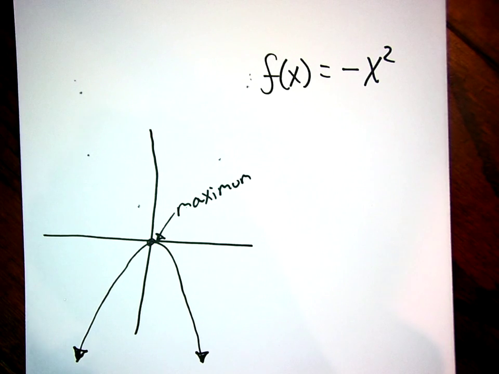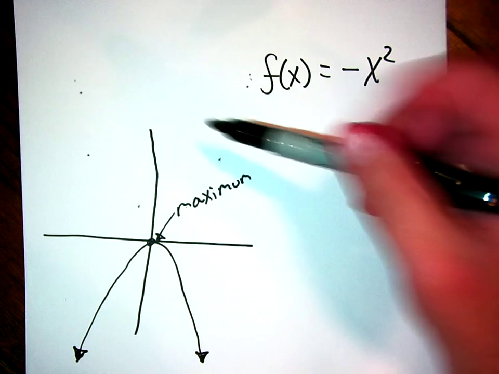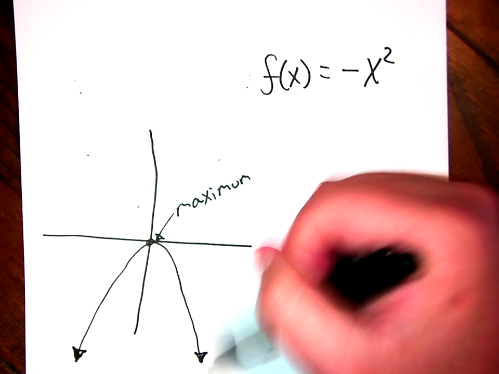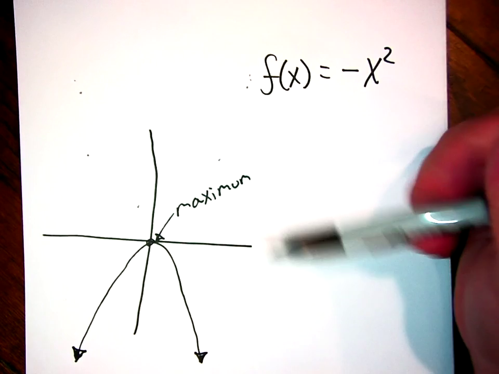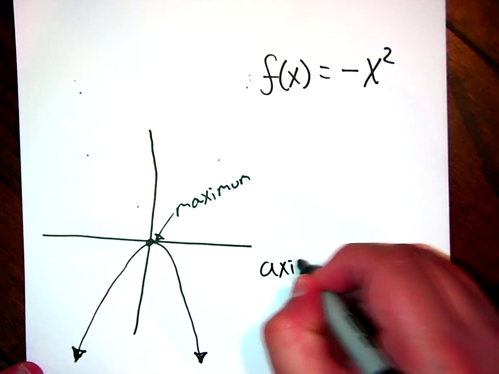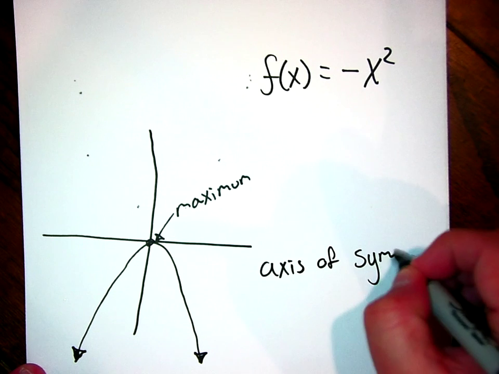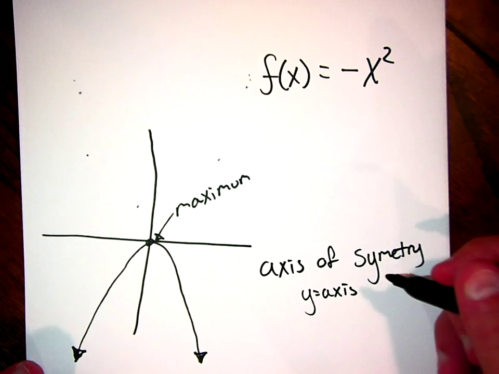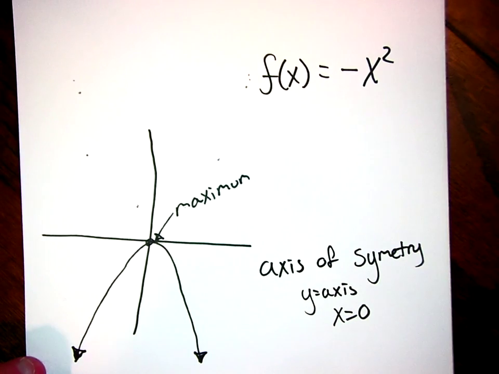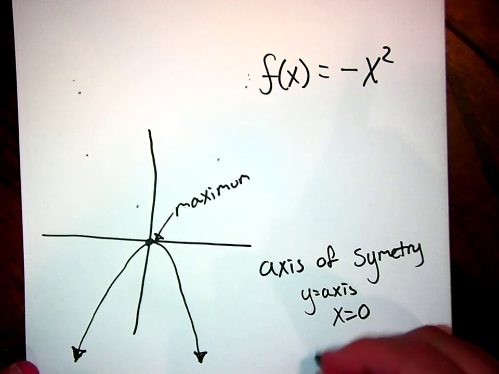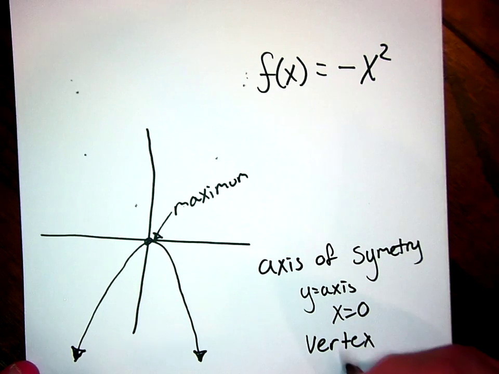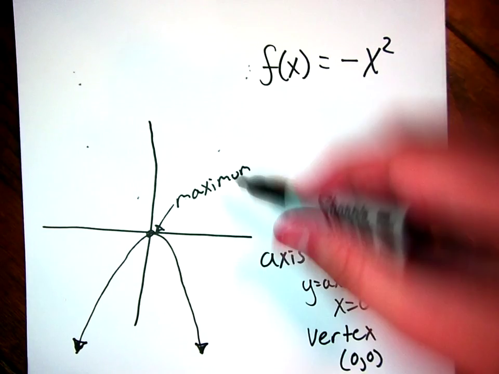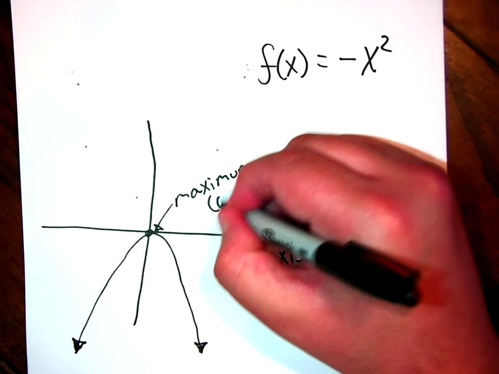And here, you're going to see, again, the axis of symmetry is still the y-axis, the middle of these two curves on either side. So my axis of symmetry is going to be my y-axis, or the line x = 0. And the vertex here is still going to be the point (0, 0). And you'll notice also, let's go back to maximum: the maximum occurs at (0, 0).